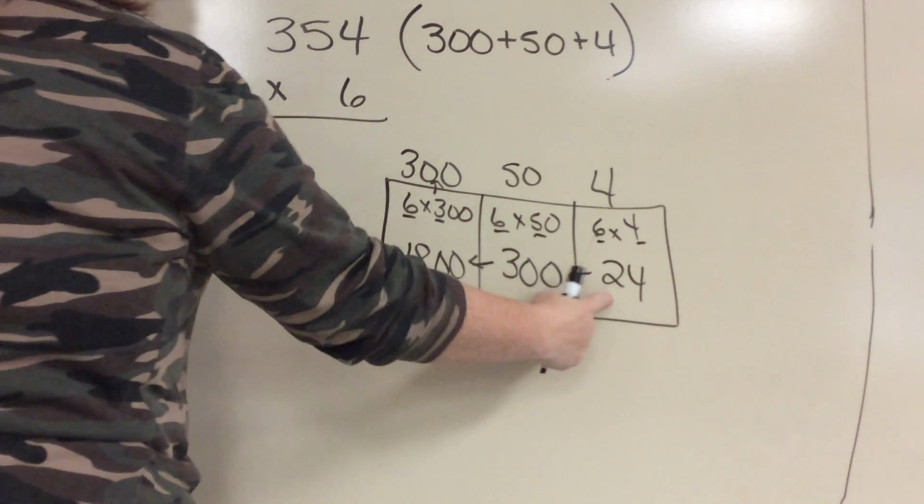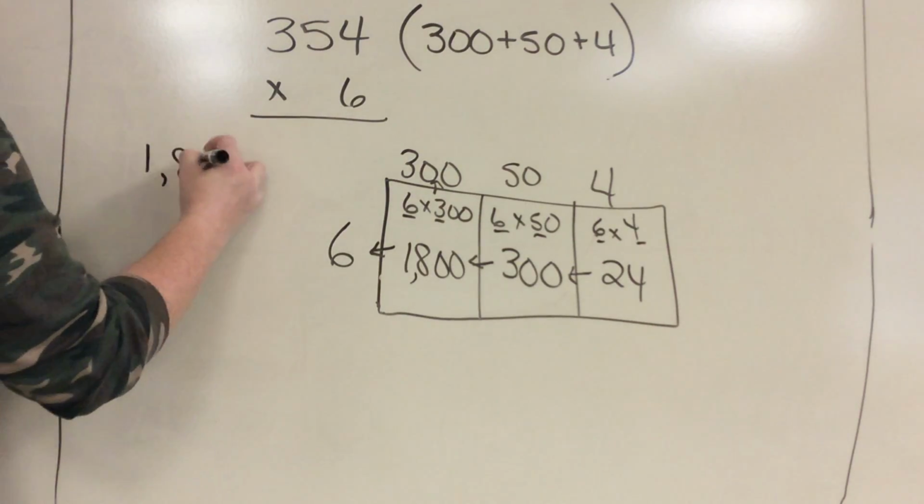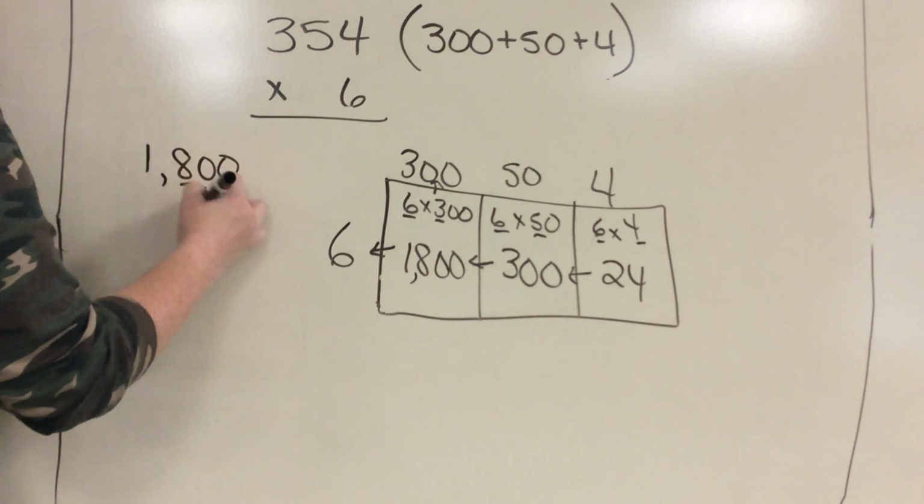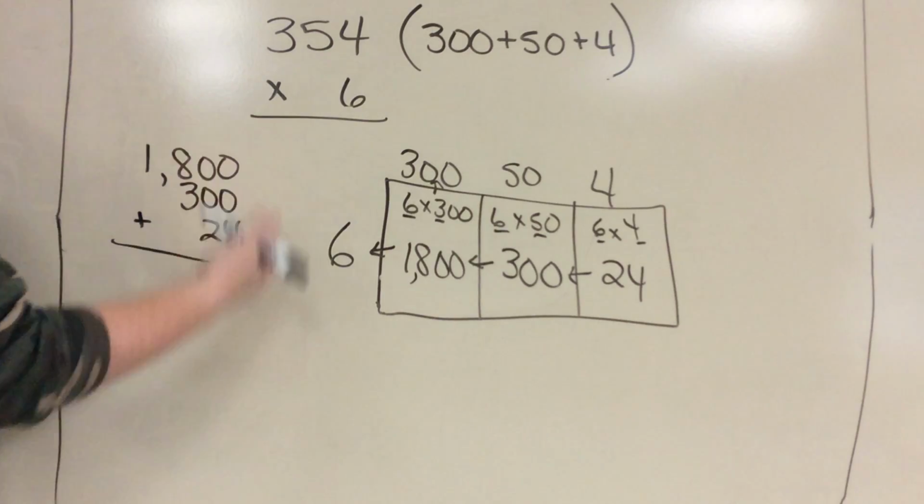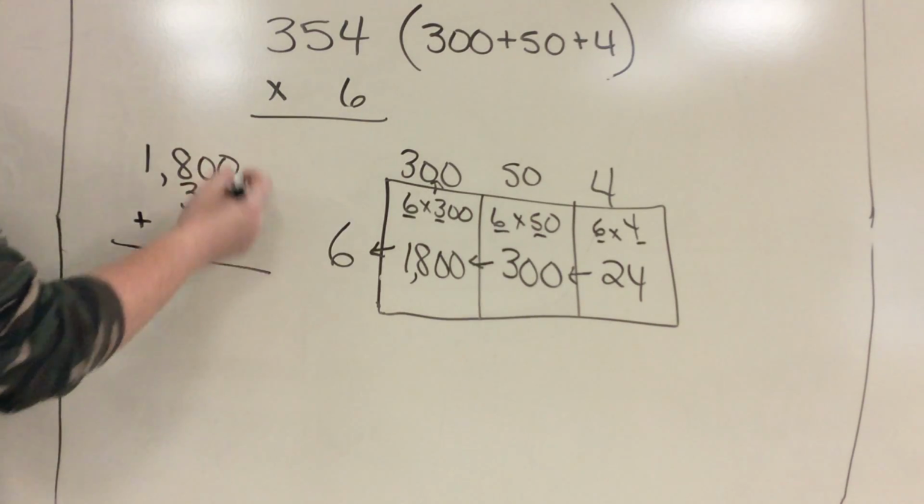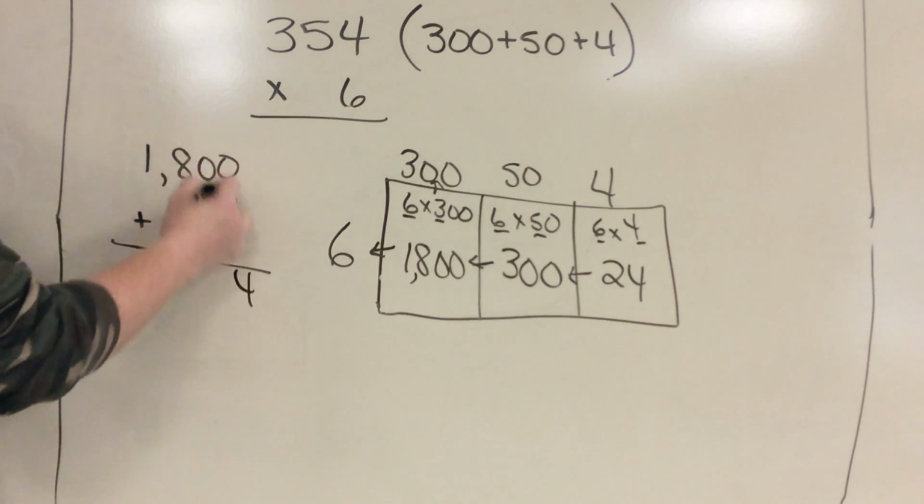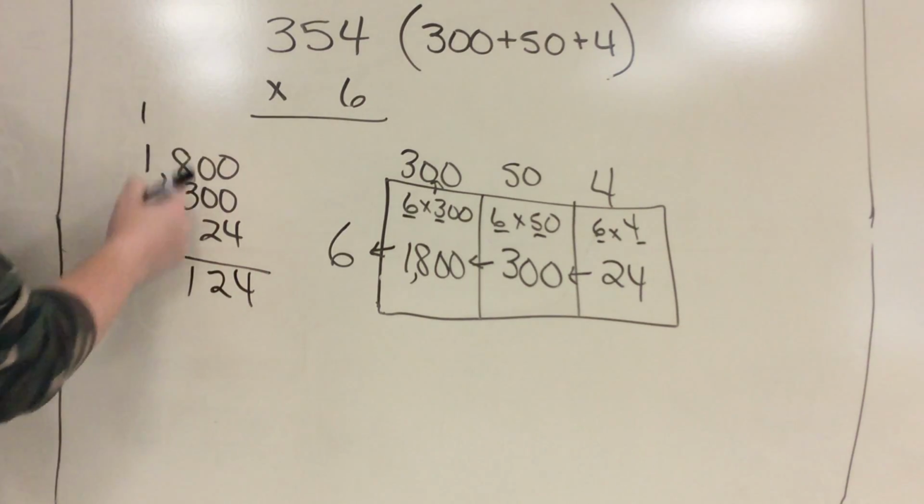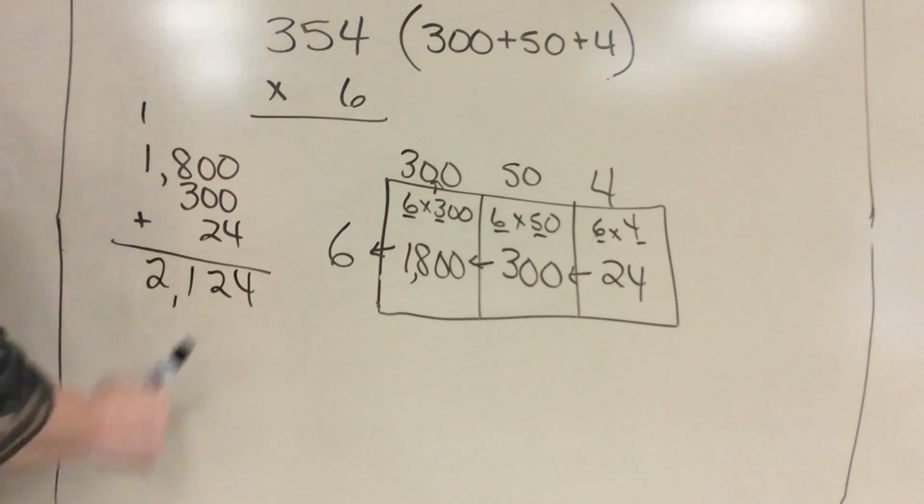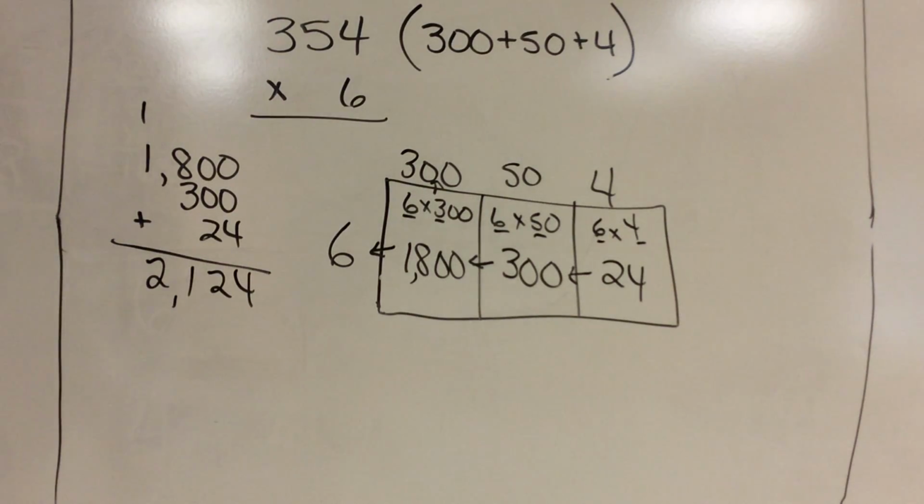So we're going to take each one of our partial products and write them from greatest to least so that we line them up correctly, and just add them up to get our final product. 0 plus 4 is 4, 2 plus 0 is 2, 8 and 3 is 11, 1 and 1 is 2, 2,124. So I hope that this helps with the area model for 2 and 3 digit by 1 digit numbers.